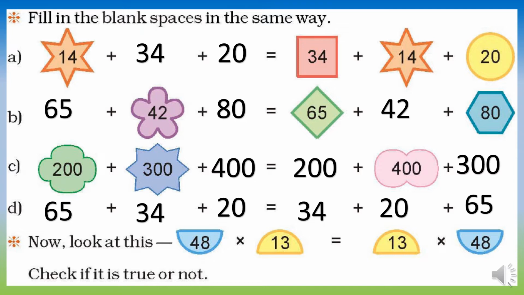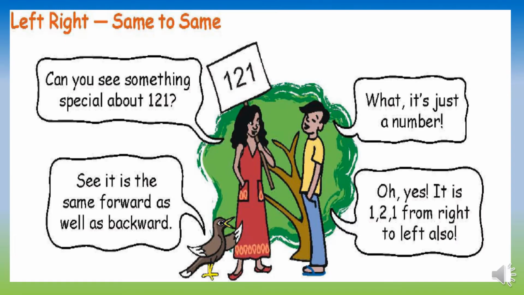Now look at this, 48 multiplied by 13 equals 13 multiplied by 48. Check if it is true or not. If you multiply 48 with 13, you will get 624, and even if you multiply 13 into 48, you will get 624. So both are equal. So it doesn't matter if the numbers are interchanged in multiplication and addition. Left, right, same to same.